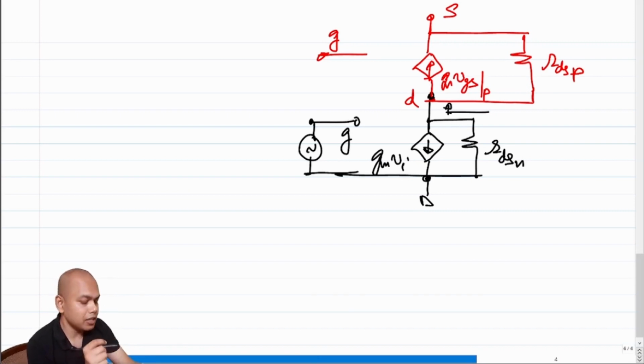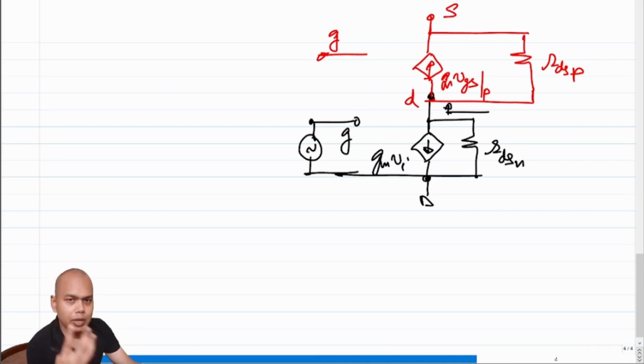The GM-VGS should be 0, right? So GM of the PMOS transistor cannot be 0, but as a designer we can set the VGS to be 0, which means the incremental voltage difference between the gate and the source has to be 0.